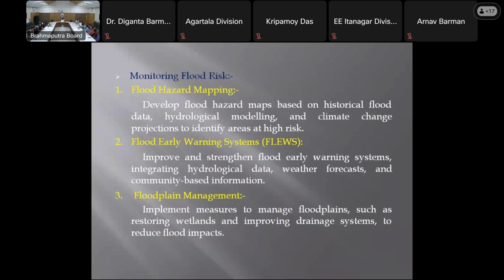Flood hazard mapping: develop flood hazard mapping based on historical flood data, historical modeling, and climate change projection to identify areas at high risk. Flood early warning system: improve and strengthen flood early warning system, integrating hydrological data, weather forecast, and community-based information. Floodplain management: implement measures to manage floodplains such as restoring wetland and improving drainage system to reduce flood impact.